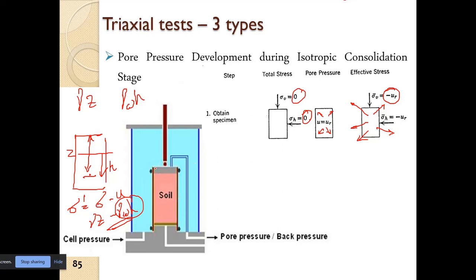So now we put the soil in the triaxial cell, and now sigma c, the cell pressure, is equal to 0. And the effective stress is minus u, whatever the pore water pressure is, so we have the negative of that pore water pressure.